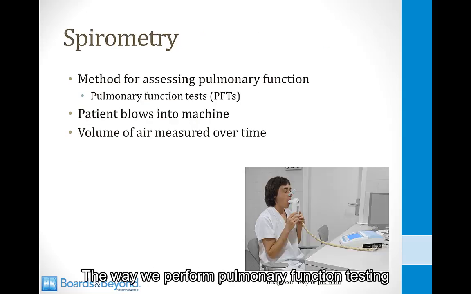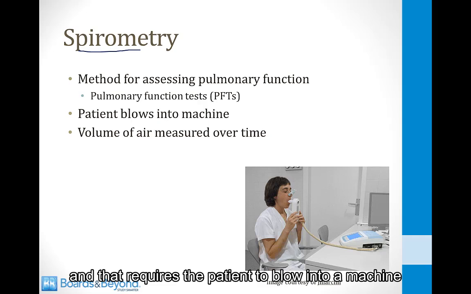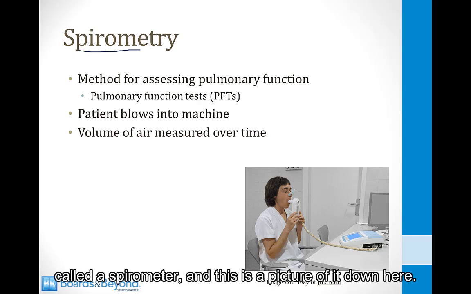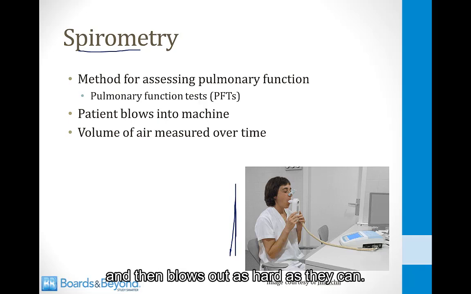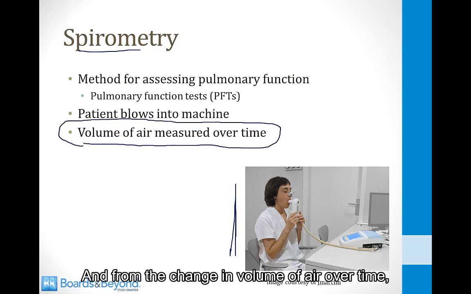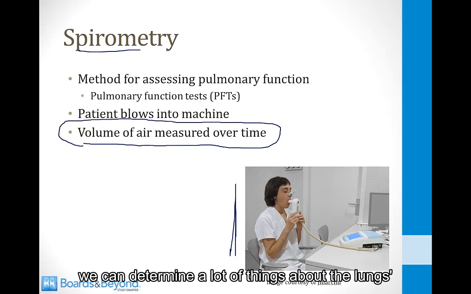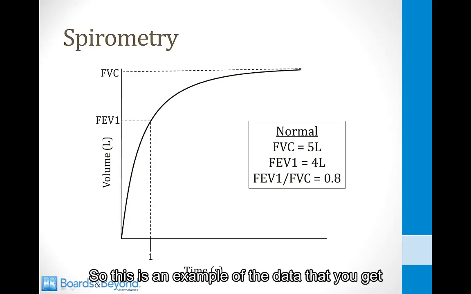The way we perform pulmonary function testing is with spirometry, and that requires the patient to blow into a machine called a spirometer, and this is a picture of it down here. The patient usually takes in a breath through the machine and then blows out as hard as they can. And the volume of air is measured over time. And from the change in volume of air over time, we can determine a lot of things about the lungs' health and function. So this is an example of the data that you get out of spirometry.